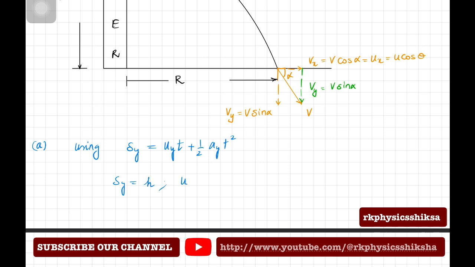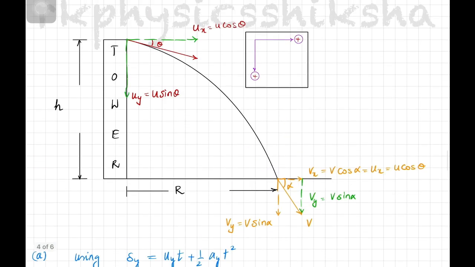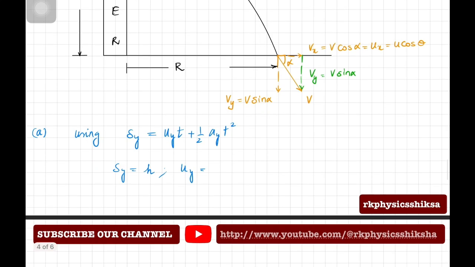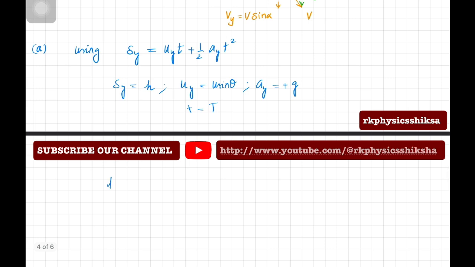And y is what I measure again downward. If I take the components, uy is also downward, so uy is taken as u sine theta downward, which is positive. ay is always acting downward, which is gravity, so g, and time t I replace with capital T. So in this case, I get the equation h equals u sine theta into capital T plus half g T square. So this is the height of the tower.